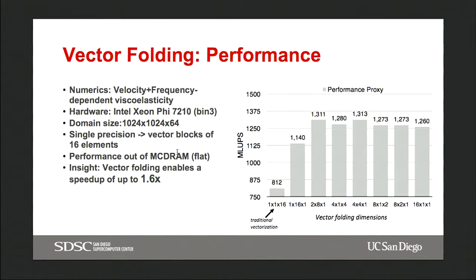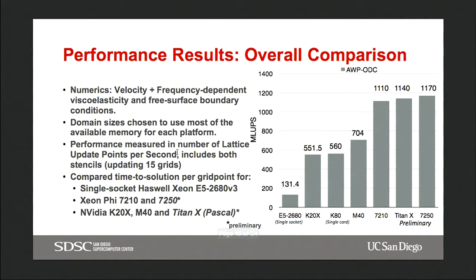I'll talk about cache mode a little bit later, but these numbers are from MCDRAM flat. All right, so on to the performance results. These are the same numbers as before, but it's a little bit more explicit this time. The last two numbers are preliminary. I really want to emphasize that. The 7250 number we only got last week. That's why it's preliminary. The Titan X number, we only had very brief access to the Pascal card.